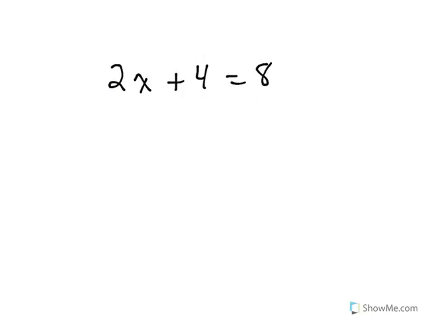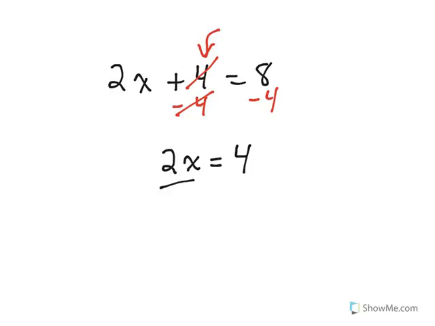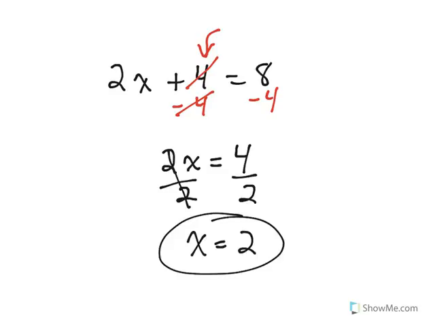Another example, 2x plus 4 equals 8. Before we can get x by itself, we must get rid of all other terms. So we need to get this 4 out of here by subtracting 4 from both sides of the equal sign. The 4's cancel out, leaving the 2x by itself, and 8 minus 4 on the other side of the equal sign is just 4. Now that we have our variable term by itself, now we can divide both sides by 2 to get x by itself. x equals 2.